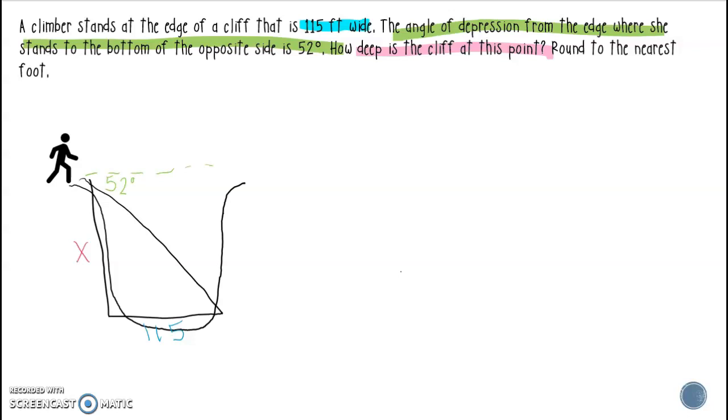Now, my angle of depression is outside of my triangle. I'm going to get rid of that just so we can see this a little easier. Since that angle of depression is outside my triangle, and because I know the angle of depression and the angle of elevation are congruent, because they are alternate interior angles, I can write the 52 degrees right here. Using that, I can find the measure of the depth of the cliff.